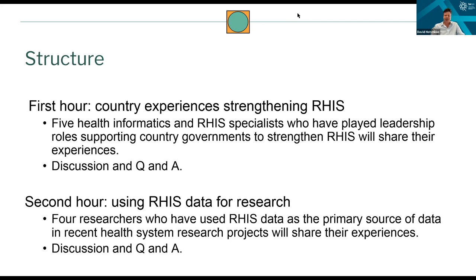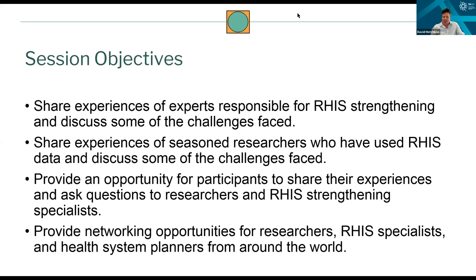So I sort of summarized this already, but the overall objectives of the session are really just to share experiences of our RHIS strengthening experts and researchers, to share some of the challenges faced and lessons learned, but also to provide an opportunity for you to share experiences, and then also increasing networking opportunities for researchers, specialists, and health system planners from around the world. I've met a lot of our participants through planning this session, and I'm hoping this is going to lead to more networking between RHIS specialists and researchers.